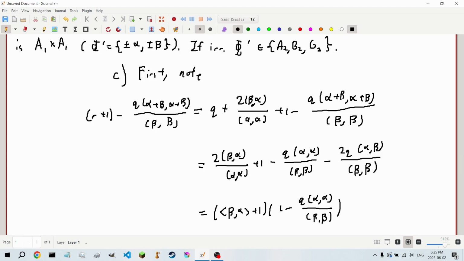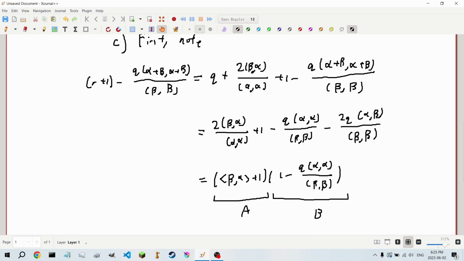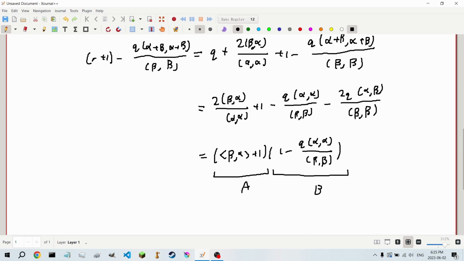And so we're going to call this A, we call this B. And for this to be 0, obviously one of these has to be 0. And so because alpha and beta are not symmetric, we have to split this into cases. So case 1 is where the size of alpha is bigger than or equal to the size of beta.